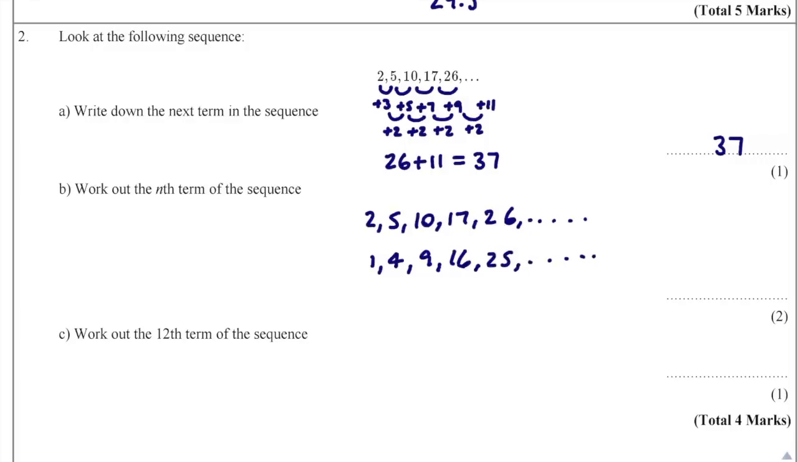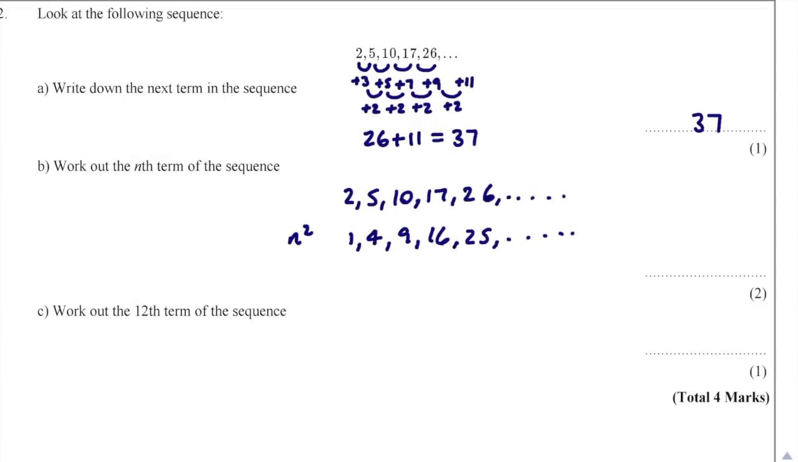But what we should be able to see is that the terms for n squared are all just one less than the terms for the sequence that we're looking at. So what we've got to do is add 1 to n squared. And that will give us each of the terms in the sequence.